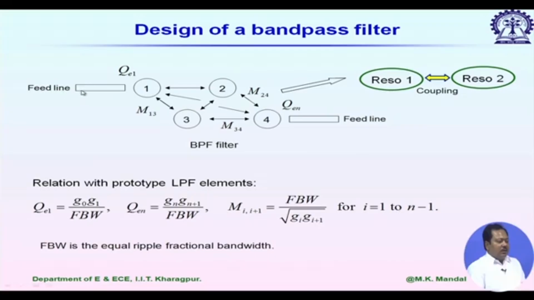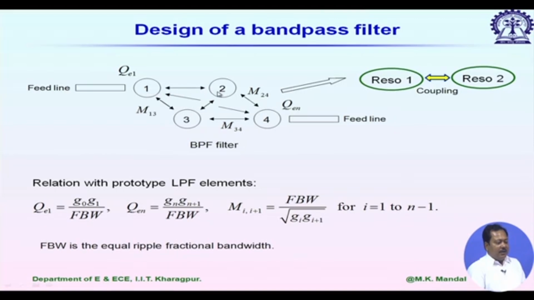Here you can see the input port, input feed line and the output feed line. We are considering a 4 resonator system. This is a conceptual diagram. Then the power transfer from the feed line to resonator 1 is represented by external quality factor QE1, and for the nth resonator to the feed line it is represented by QEN. And then the coupling between 2 resonators is represented by coupling coefficient.